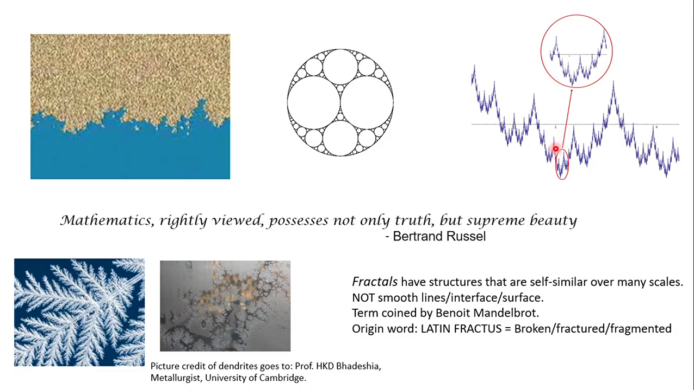Here we see time series data, let's say stock market data. As we zoom into a particular part of it, we essentially see a replica of that part. As we keep zooming in, it is just a replica of the zoomed out part. So it is just replicating over length scales.